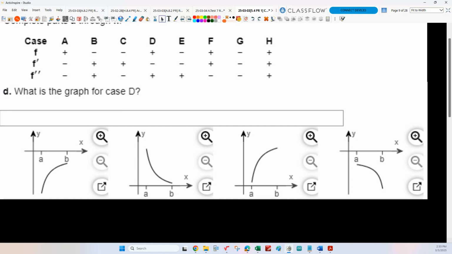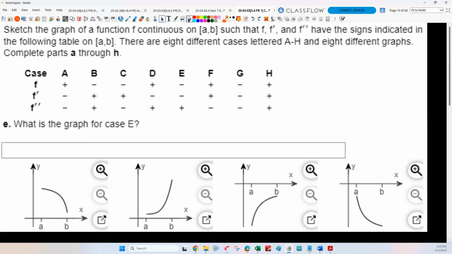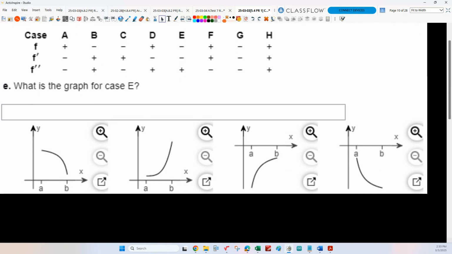Right? 2? Okay. Which one's E? Yeah, 4, isn't it? Okay.